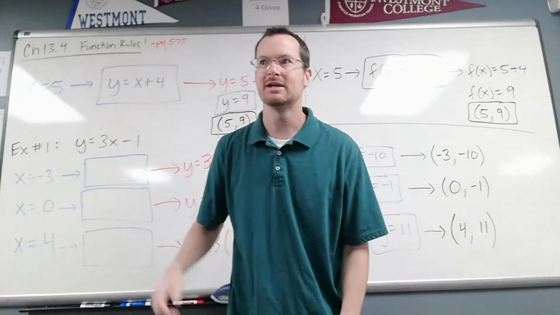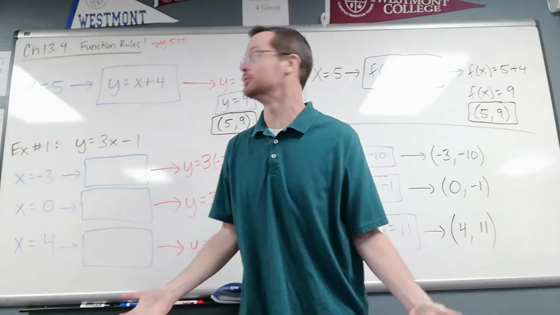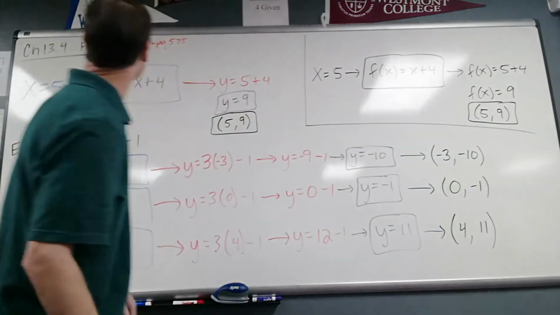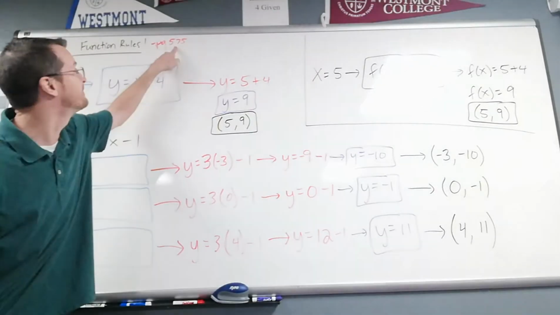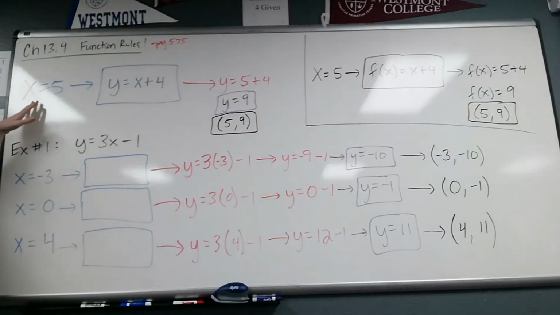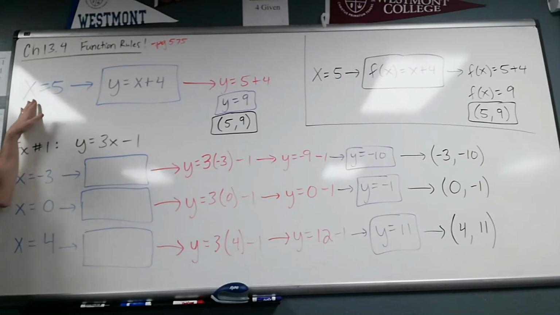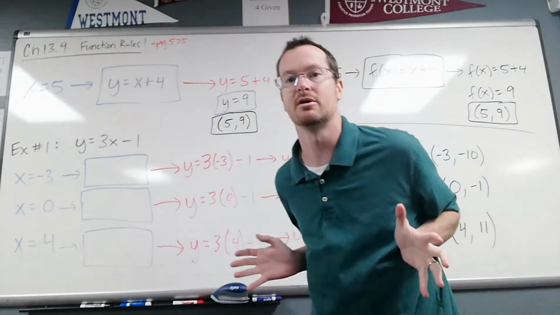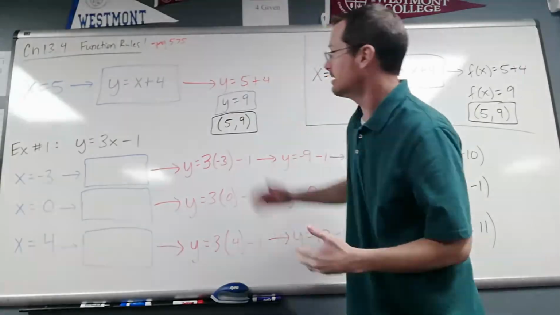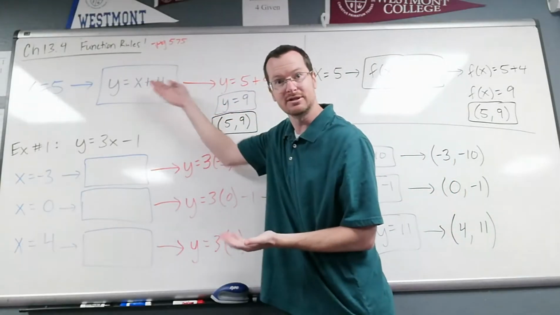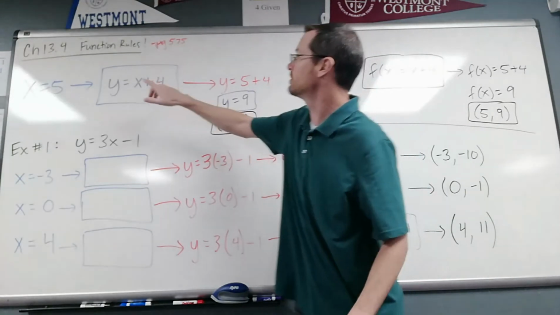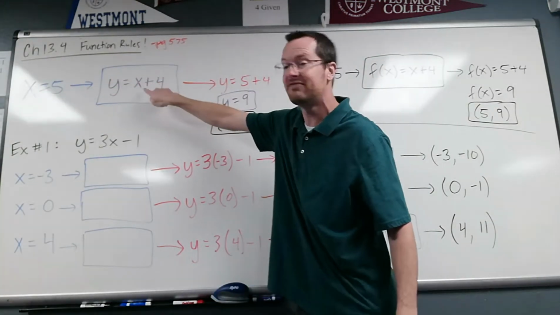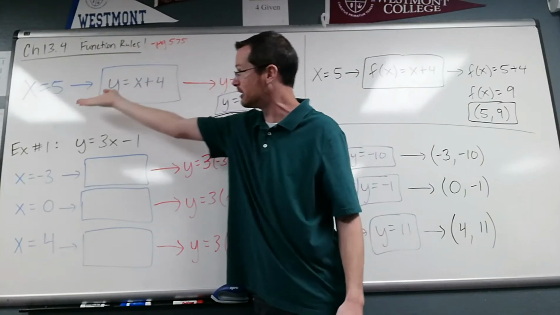I just wanted to give you guys a little heads up on function rules today. So chapter 13.4, grab your book and let's get started. We're on page 575. I want you to start off with right here being at x is equal to 5. Then if we were to have a function rule that we could plug x into, such as y equals x plus 4, that's our function rule. If we were to plug x equals 5 in there, then we would have y equals 5 plus 4, because our x value was 5.